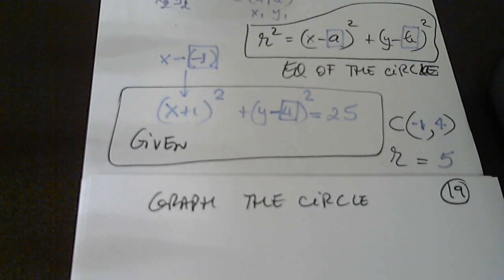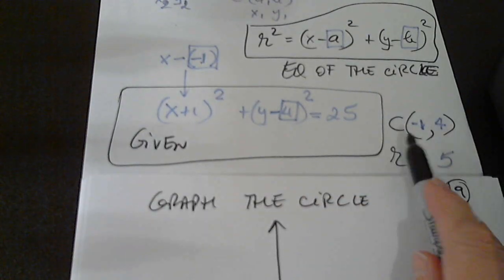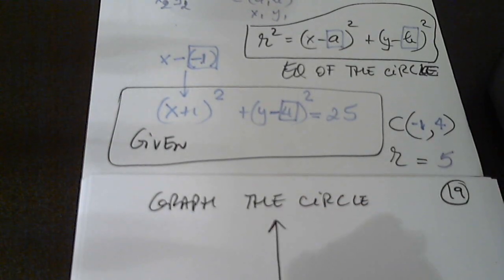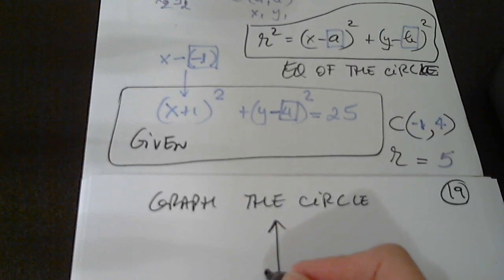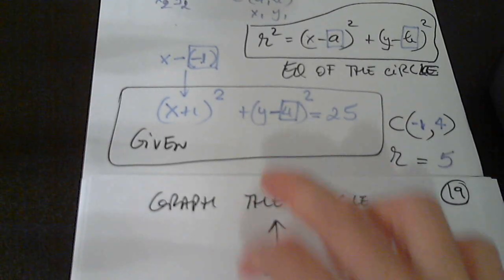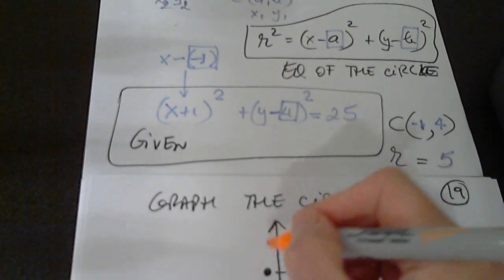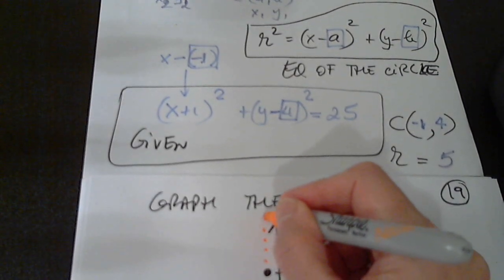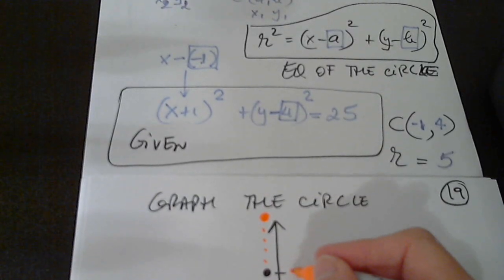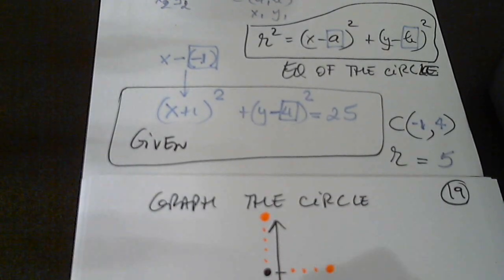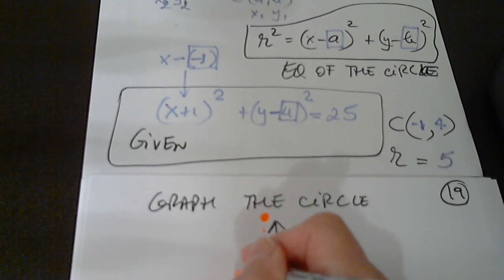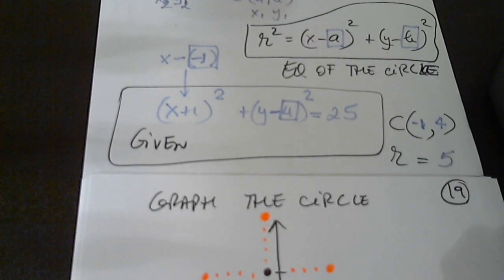Very easy. I plot the center. That's my first step. Negative 1 comma 4. 1, 2, 3, 4. And I go east, west, north, south, 5 units away. North, 1, 2, 3, 4, 5. East, 1, 2, 3, 4, 5. South, west, 1, 2, 3, 4, 5. Connect.